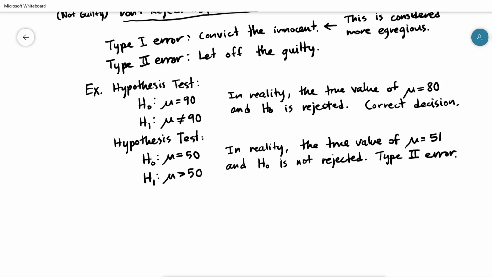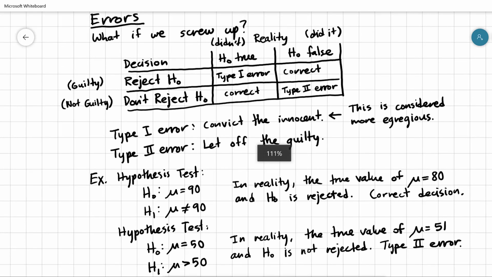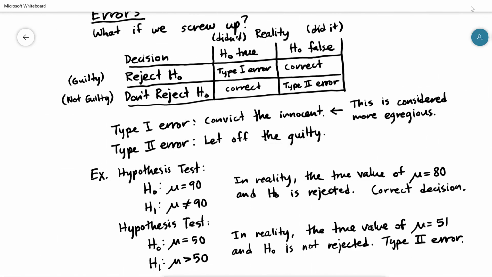The easiest way to do these problems is pretty much just go refer to the table itself, and we can do it real quickly if we just look at our table here. Type 2 errors occur whenever H naught is false. Type 1 errors occur whenever H naught is true. And so we just need to know whether or not our H naught was true or false. In this case, H naught said it was 90. It was actually 80. So H naught was false. That limits us to one of these two results. And in this case, we rejected H naught. So that means we made the correct decision in this case.